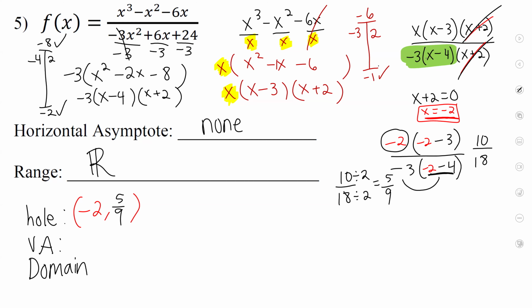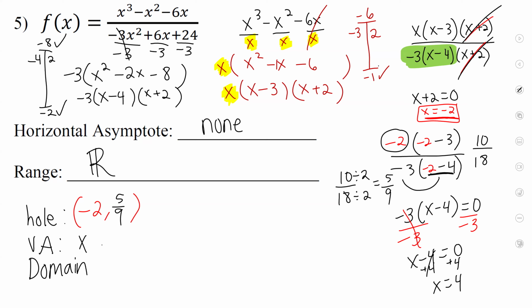So I'm going to do that over here. -3x minus 4, set it equal to 0. What's first? Thank you, Akiva. So I have x minus 4 equals 0. And then you just add 4 to both sides. So what's my answer? 4. So guys, that is your vertical asymptote. x equals 4.